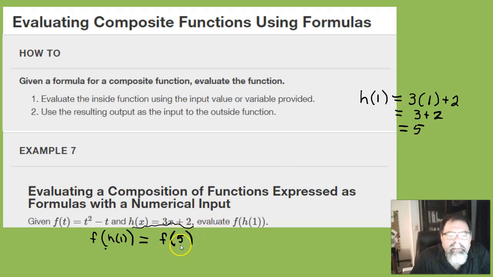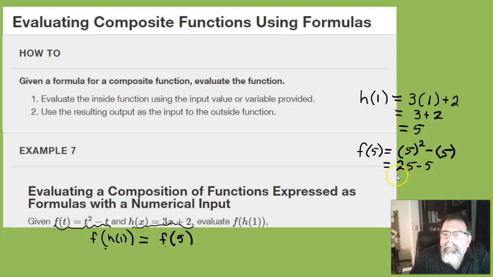Now to simplify this, I'm going to take the 5 and plug it into the f. So f of 5, I'm going to use the f function, which is t squared minus t, so I take the t out, put a blank parenthesis, minus t, put a parenthesis there, and then substitute 5 for all those blank parentheses, and then work this out. 25 minus 5, which is 20. So my composition f of h of 1 is equal to 20.